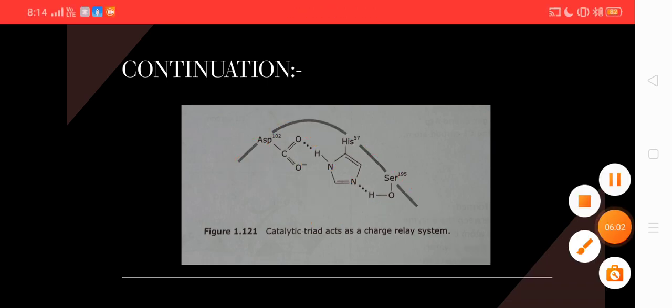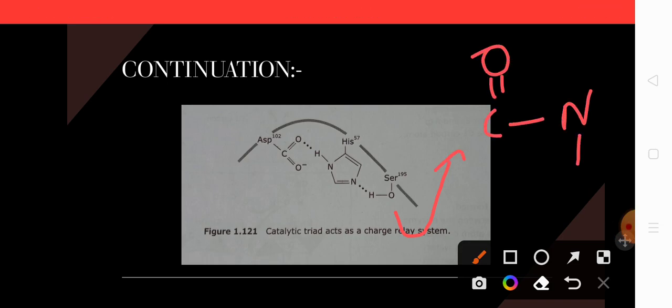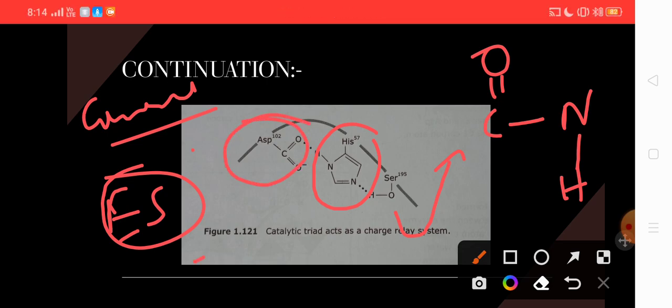Now what happens during the action of chymotrypsin: the oxygen which is present at the side chain of serine is going to react with the C double bond O present at the peptide. Okay, that's how they covalently bond with the enzyme and form the enzyme substrate complex. And during that time this histidine is going to act as a general base, and it is going to abstract the serine proton. Okay, and aspartate, which is negatively charged, is going to stabilize the positive charge on histidine. That's how the entire thing goes on in the hydrolysis of the peptide bond with the help of chymotrypsin. Okay, so that's the whole thing.